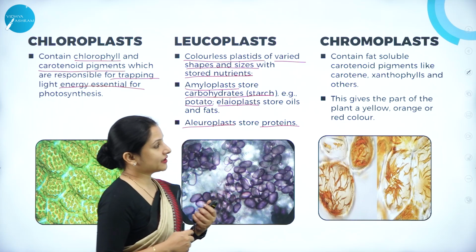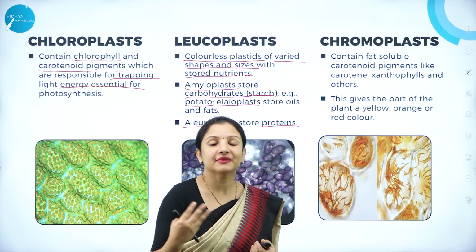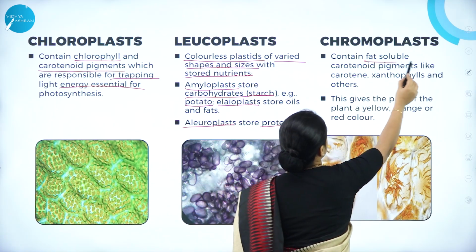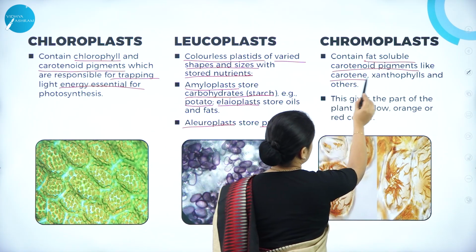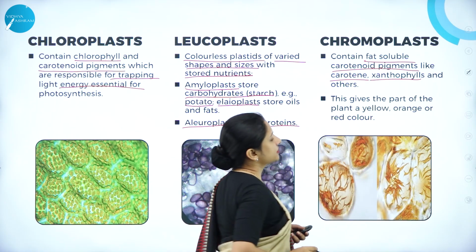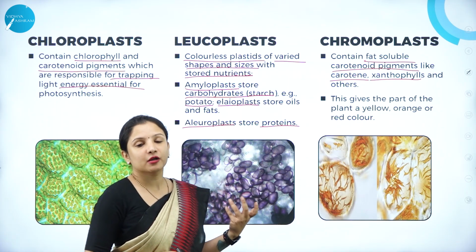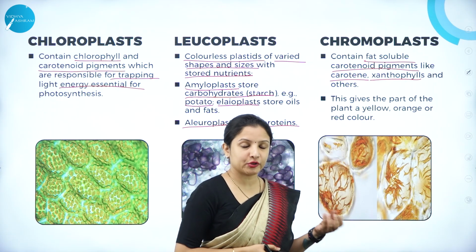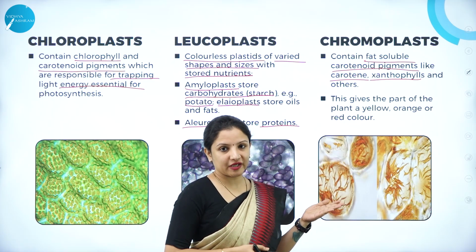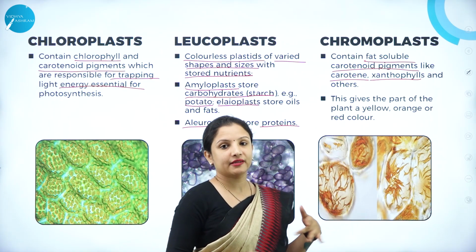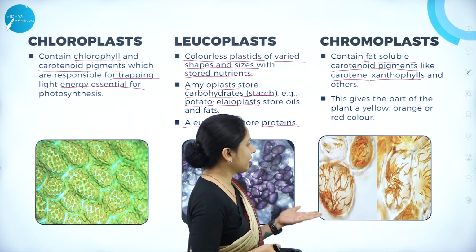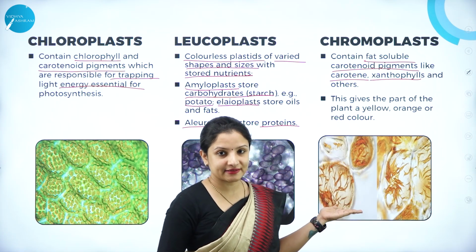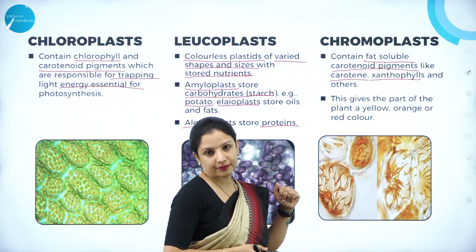Next, moving to chromoplast. The name itself says chroma, and chroma means color. So these plastids are colored. They contain fat-soluble carotenoid pigments like carotene and xanthophylls. Xanthophylls are pigments which give coloration to plants, especially algae. For example, fucoxanthin is a xanthophyll pigment that provides the brown color to algae. So brown algae, that is the Phaeophyceae members, have this xanthophyll pigment in them.